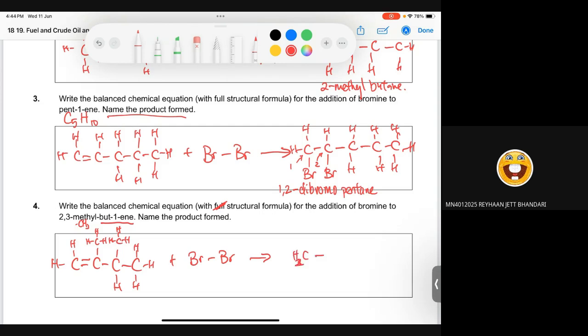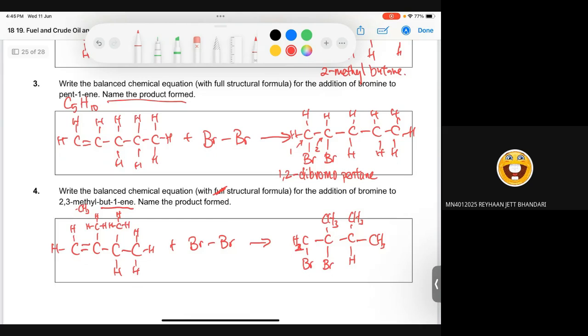So CH2, CH3, CH3, CH3, H. Is it correct? No, CH3, CH3. Wait. Okay, correct. Then down here will be a Br. Down here will be a Br. Okay. Any questions for this one over here? Thumbs up if okay.